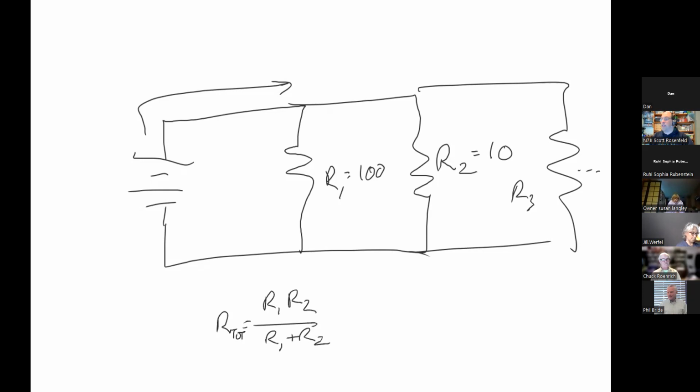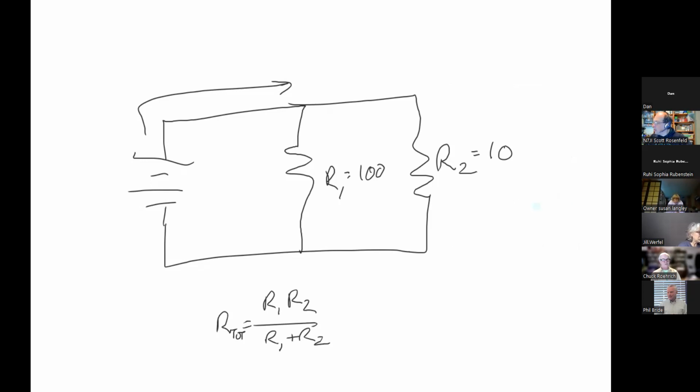So notice it's not just as simple as adding things together. The easy way to look at this is, let's say they're exactly the same. If I have two resistors that are exactly the same in parallel, I'll have 10 times 10 over 10 plus 10, which is equal to 5. So that will be cut in half. Two identical resistors in parallel will basically give you half.